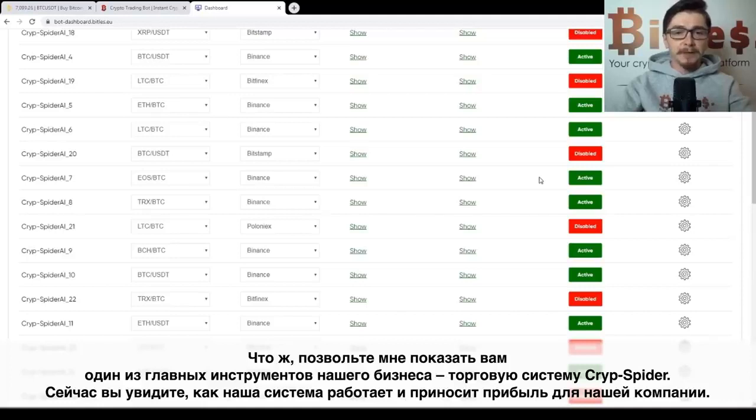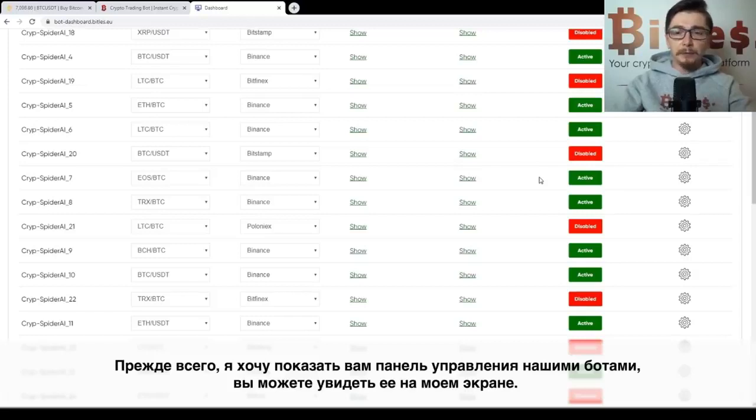Well, let me tell and show you everything by stages now. I want you to take a close look at our Cryp Spider trading system and see how this works. Okay, first of all I want to show you the control panel. You can see it on my screen. This is the control panel of our bots.